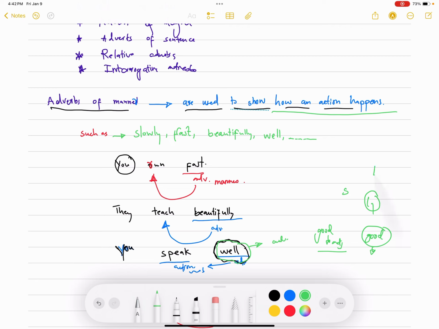The rule is that if you add ly to an adjective, it will change into an adverb. For example, slow, with ly, means slowly. But well is an irregular adverb. Good is an adjective which is irregular. The adverb form of this one, we cannot say, for example, goodly.